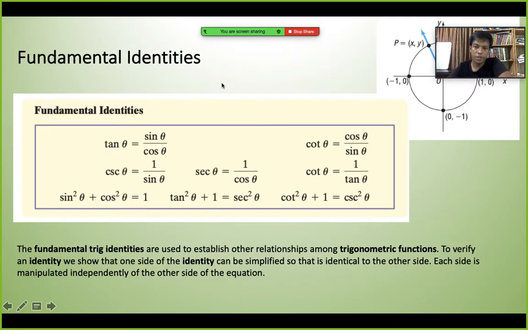Now, fundamental identities. What are the fundamental identities? In trigonometry, we can say fundamental trigonometric identities. This will be the better word here. There are tons and tons of identities in trigonometry. Sometimes some people say that trigonometry is difficult, and that is because trigonometry has a lot of identities. Okay, tons and tons of formula-like things in trigonometry.